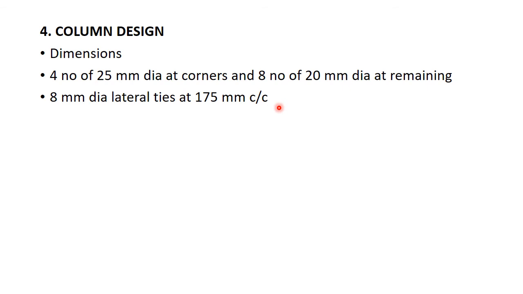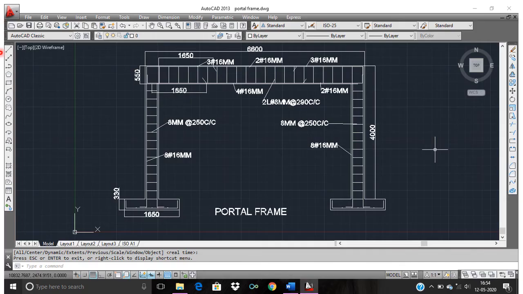Once you have all this data, you have to start doing the detailing of the portal. If I consider this is my beam, the total depth of the beam that I am going to get is 550 mm, and the breadth has already been calculated, and the total span is 6600 and the total height is 4000.